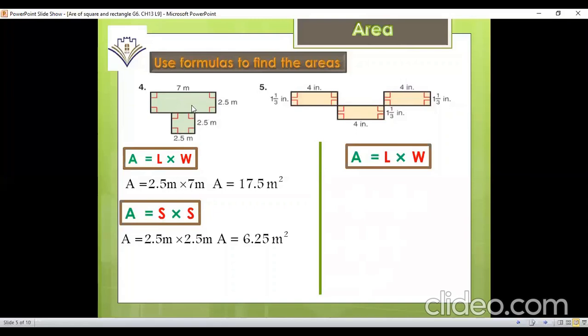I need the total here. Then the total equals 17.5 plus 6.25. The answer is 23.75 meter square.